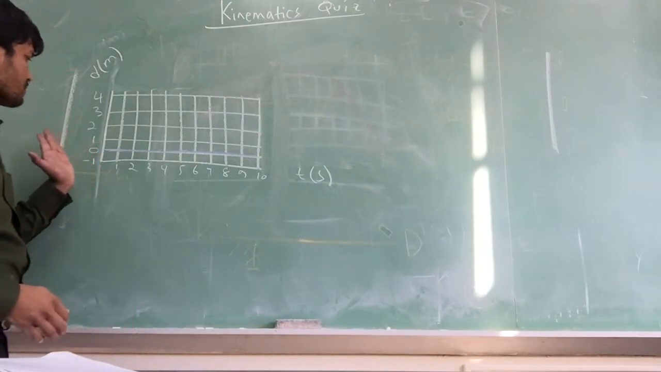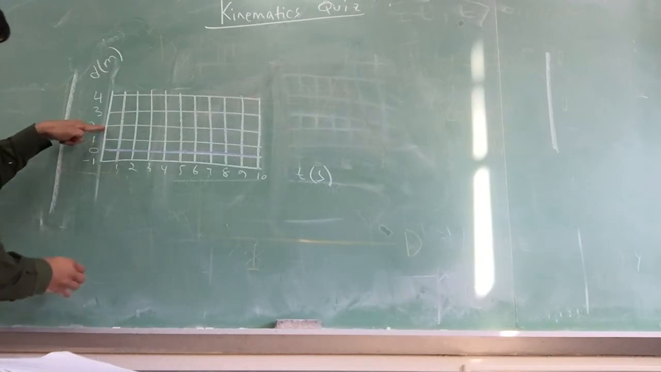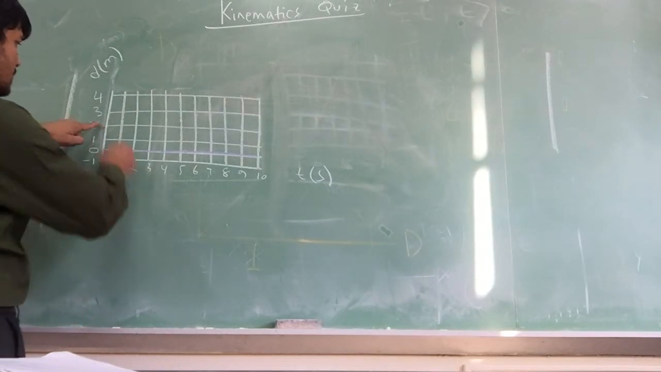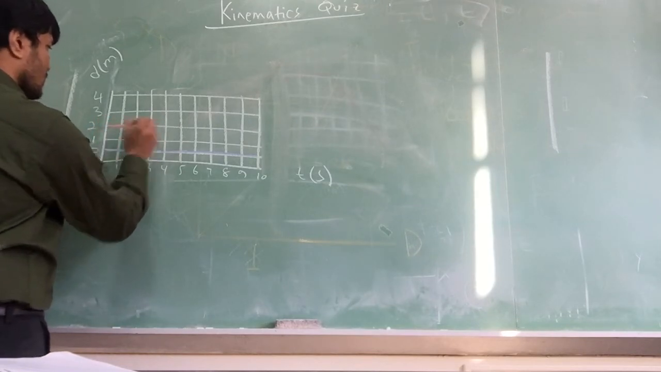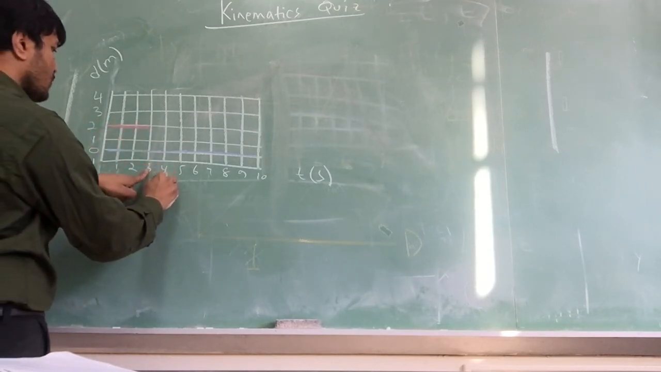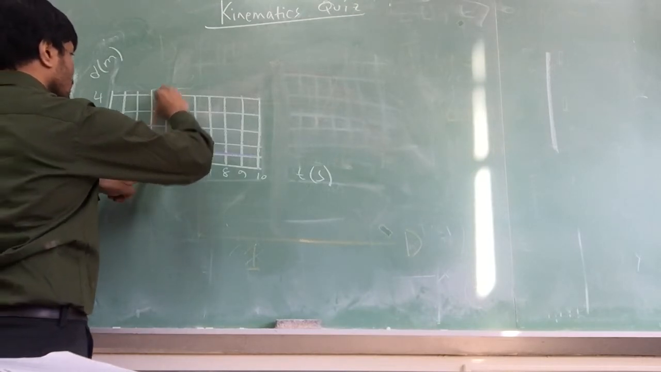So the object was, let's say, from 0 to 3 seconds, at 2 meters. From 3 to 4 seconds, the object moved up from 2 meters to 4 meters.